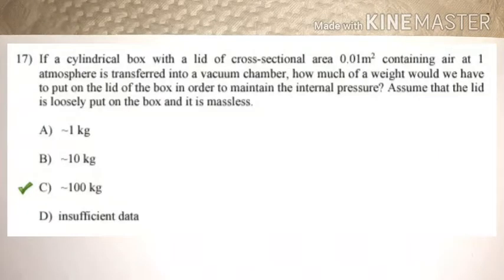Now we move towards our next question, and see it says, if a cylindrical box with a lid of cross-sectional area 0.01 meter square containing air at 1 standard atmospheric pressure is transferred into a vacuum chamber, how much weight would we have to put on the lid of the box in order to maintain the internal pressure? Assume that the lid is loosely put on the box and it is massless, and we have 4 options, that is A, B, C or D. Okay friends, so we must find the weight on the lid of a cylindrical box. I hope you understand the question. So let's do the solution of this question.